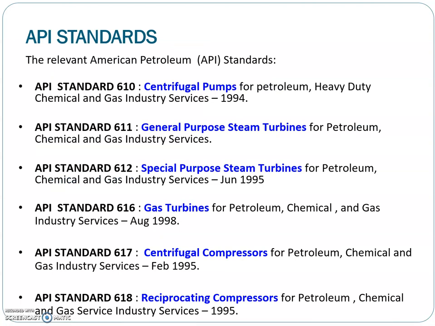Besides ISO standards, we also have other international standards from API, which mainly focus on specific machine types, especially in the oil and gas industry. API 610 covers centrifugal pumps. API 611 and 612 cover steam turbines. API 616 covers gas turbines. API 617 provides vibration standards for centrifugal compressors, whereas API 618 is usually used for reciprocating compressor vibration severity monitoring and analysis.